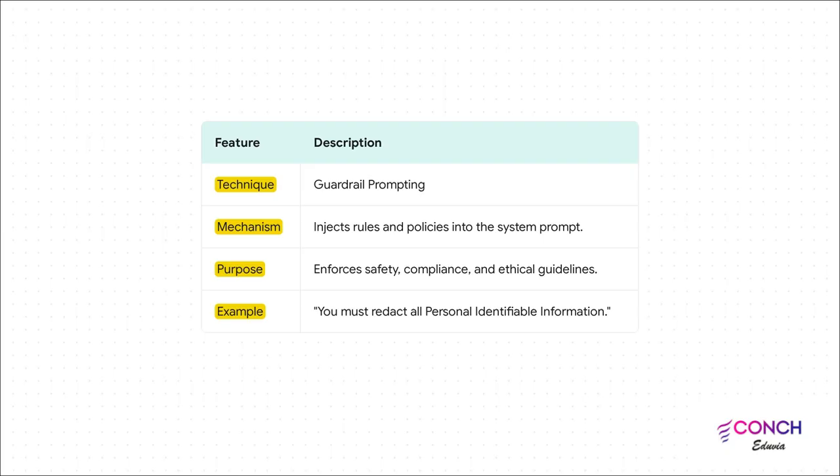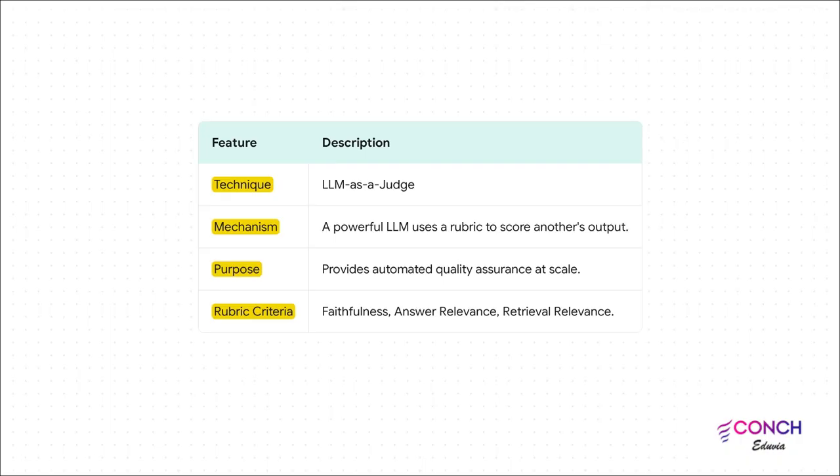And finally, this one is just wild. LLM as a judge. You literally use one powerful AI to act as a judge and grade the work of another AI. You give the judge bot a really detailed rubric, check for factual accuracy, check for relevance, and it becomes your automated quality assurance team. It's a crazy efficient way to maintain high standards when you're dealing with thousands of outputs.